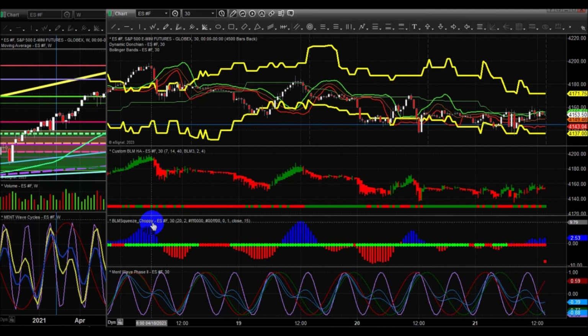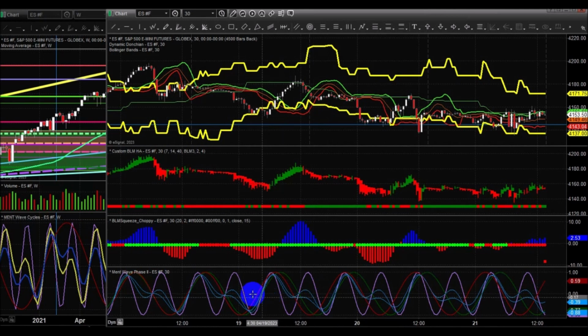And then here's my custom squeeze choppiness indicator, which indicates when we get these sideways squeeze patterns before we get a trend. We get a rotation here, we get a sideways squeeze here, and we've squeezed into this area here. And then down below here, we get the wave cycles as well.